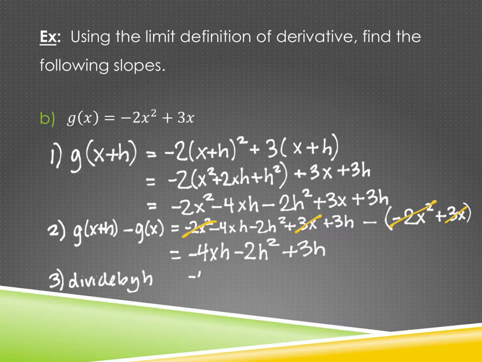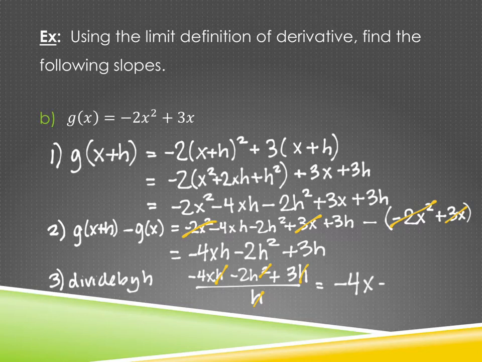So I'm taking my negative 4xh minus 2h squared plus 3h, and I am dividing by h. Make sure that every term in the numerator has one of its h's eliminated, so there's only one h in the first piece, 2 in the second one, so I'll eliminate 1, and 1 in the third one, eliminate with the one on the bottom. That leaves me with negative 4x minus 2h plus 3.